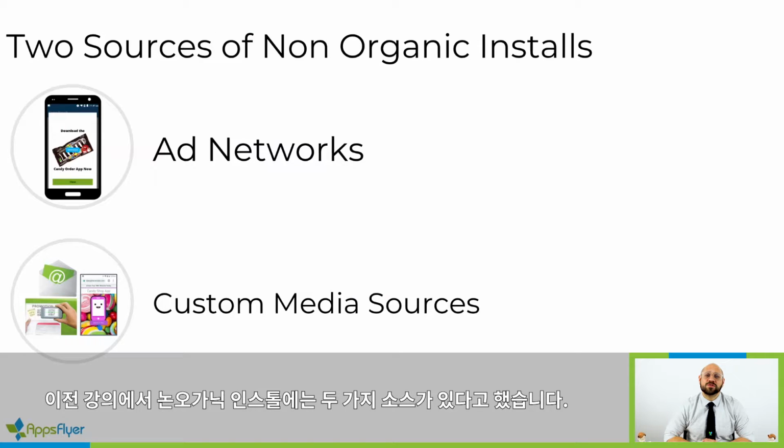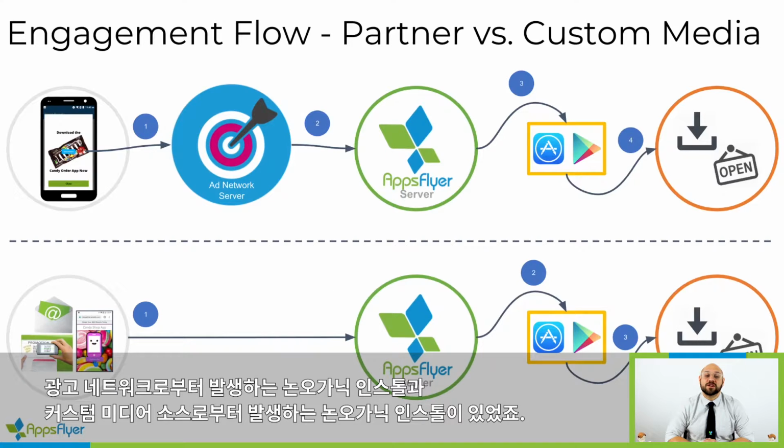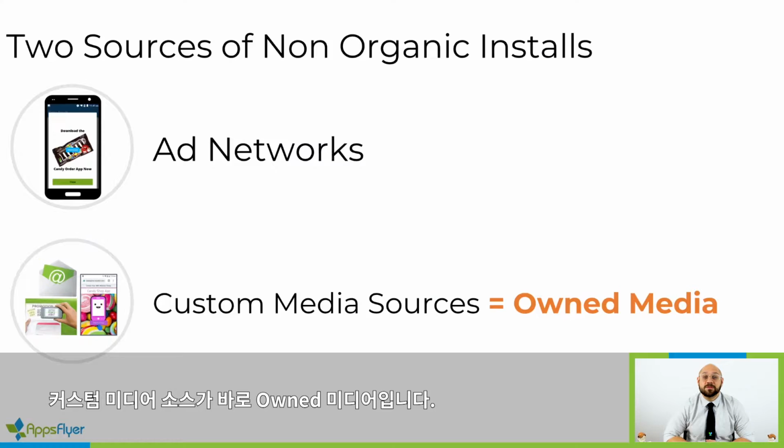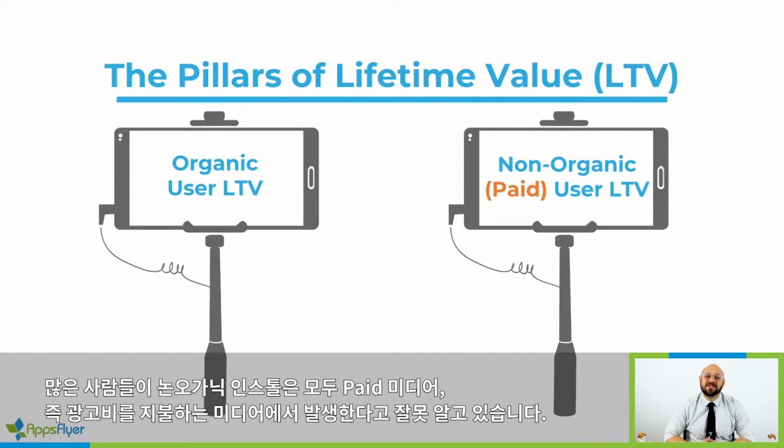Now, thinking back to previous sessions, you should remember that there's two sources of non-organic installs. We have the non-organic installs that we get from ad networks, and then we have the non-organic installs that we get from custom media sources. Now, these custom media sources actually are your owned media. Many people make the mistake of thinking that non-organic users only come from paid media.